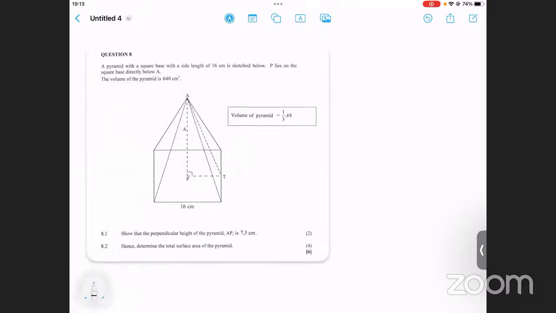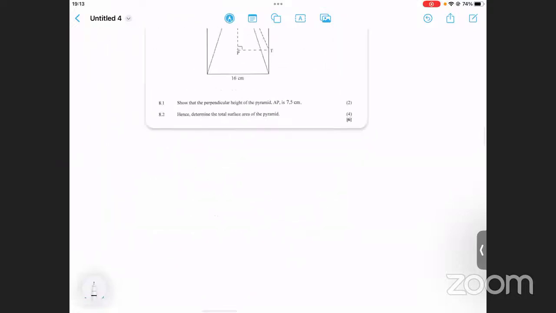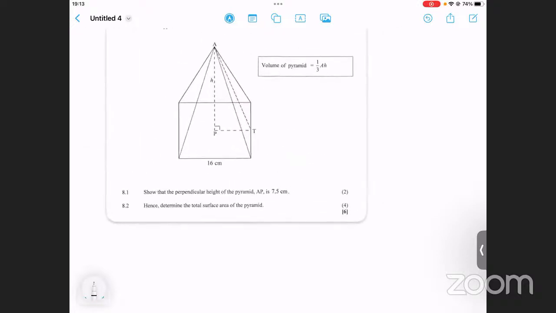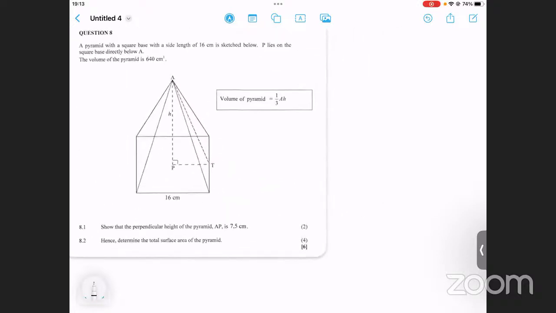Okay, so now let's see. We have all the info. Now when you look at the question, they say show that the perpendicular height of the pyramid is that. That's what they want you to show. So it's more like we already know what the answer is. We just need to work towards that. Show that the perpendicular height of the pyramid AP is that. So we need to show that this vertical height is equal to that.